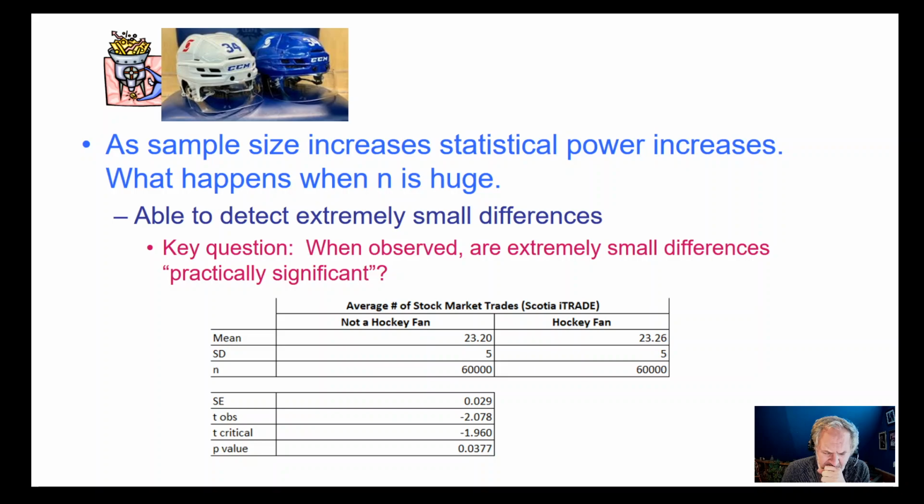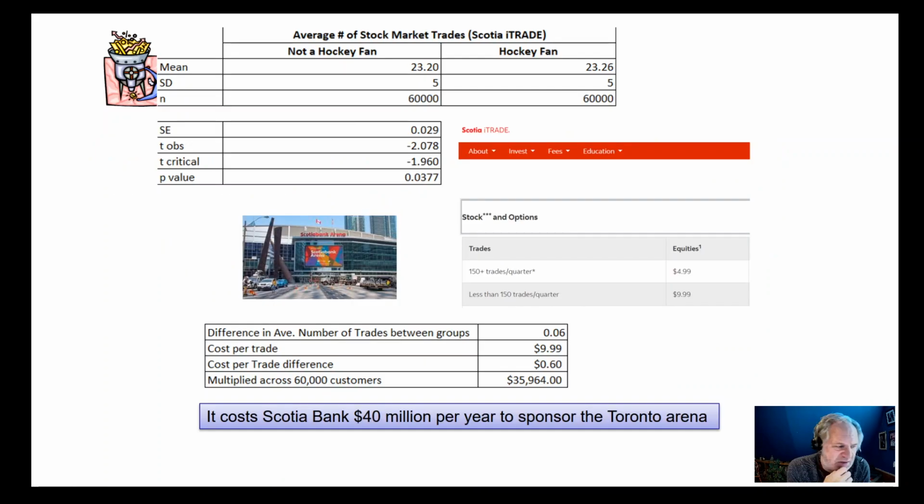I'm not a client of Scotia. I'm actually a TD client. Let's say the average is less than 150 trades a quarter. Trade cost is $10. So every trade someone executes in terms of buying or selling a stock costs $10. The difference in number of trades between the two groups is 0.06 of a trade. That is statistically significant, but really, it's of no practical value.